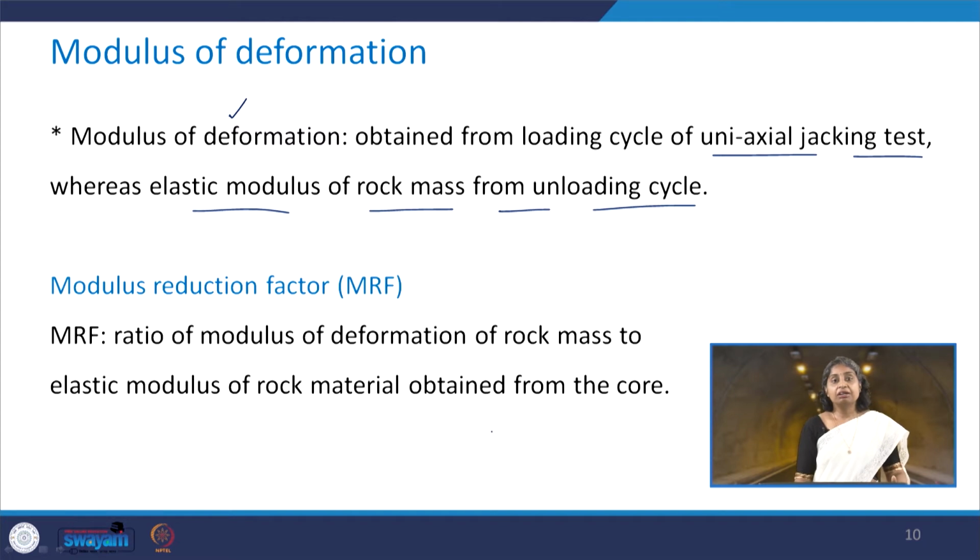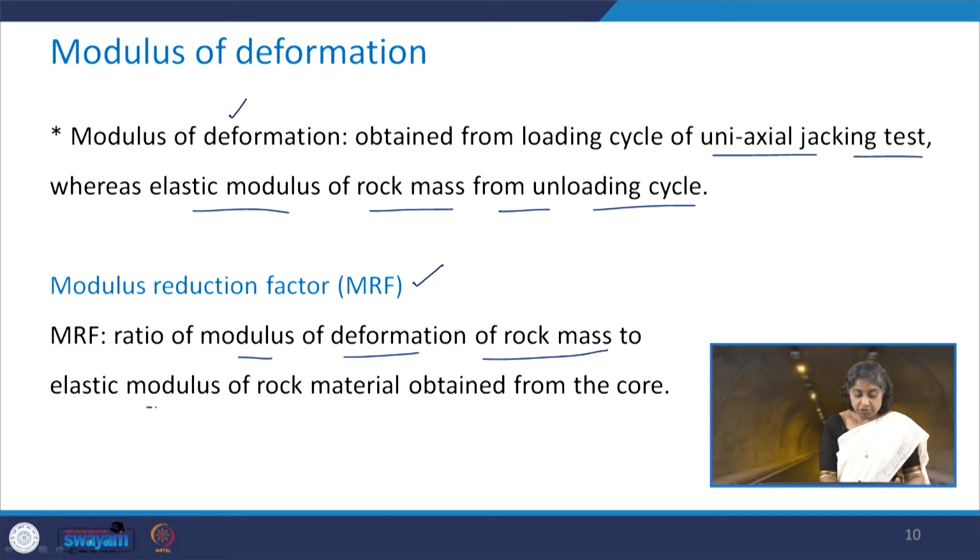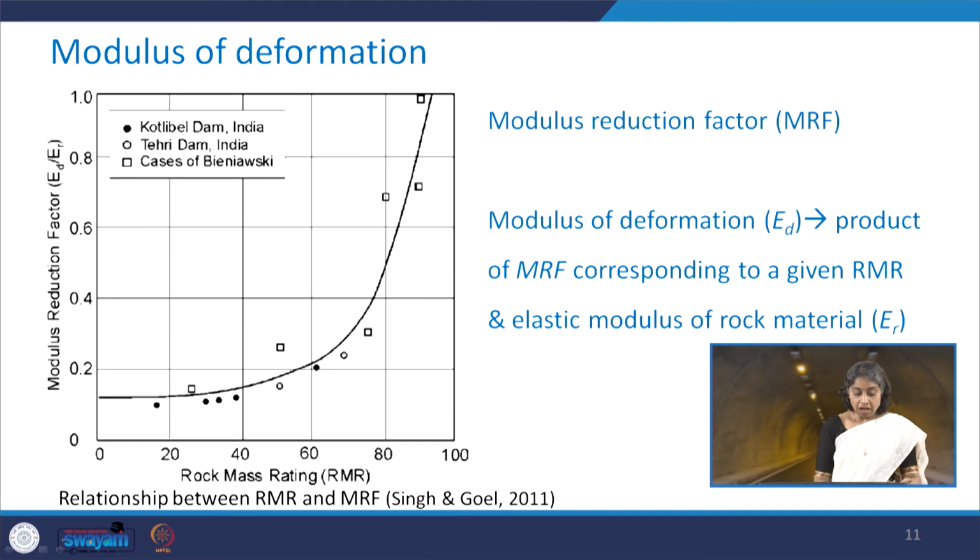Then we define another quantity, the modulus reduction factor, which we call MRF in short. It is the ratio of the modulus of deformation of the rock mass to the elastic modulus of the rock material obtained from the core. When I say obtained from the core, it means the test conducted on the intact rock specimen. So, here is a relationship that was given by these research workers between RMR and MRF.